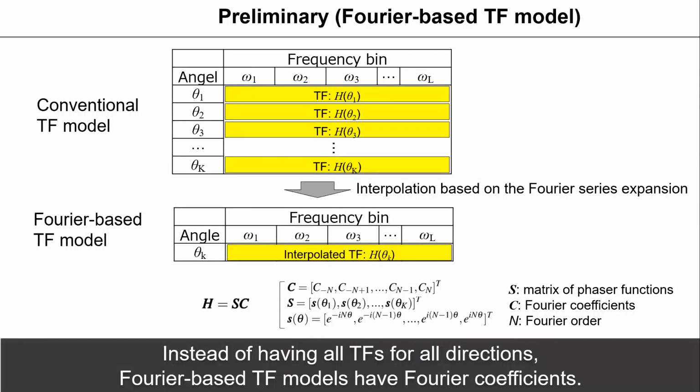The conventional TF models require multiple TFs for each direction, while the Fourier-based TF model interpolates the TF set based on the Fourier series expansion. Specifically, instead of having many TFs represented as H for each direction, fewer Fourier coefficients C are stored. The TF H is calculated using the Fourier coefficient C and the matrix of phasor function S to perform localization and separation.